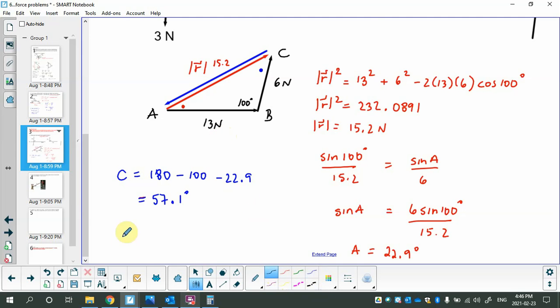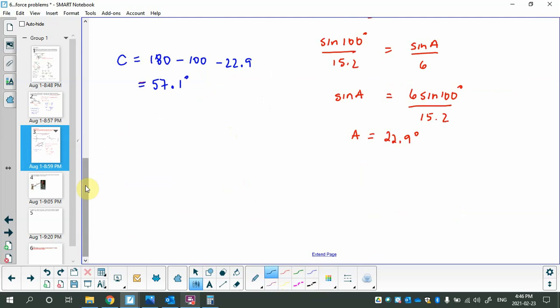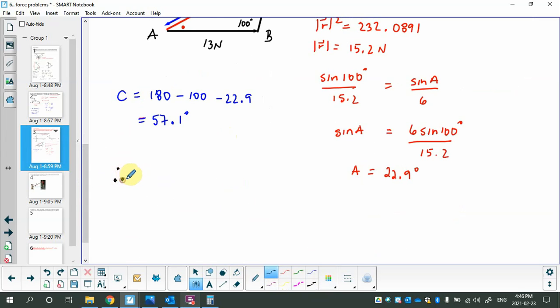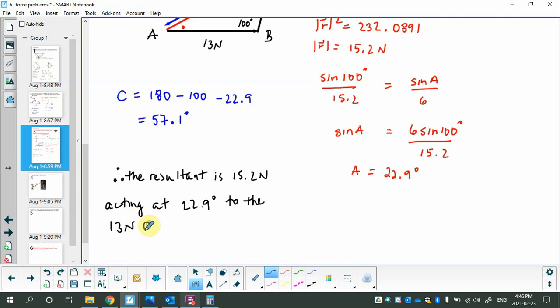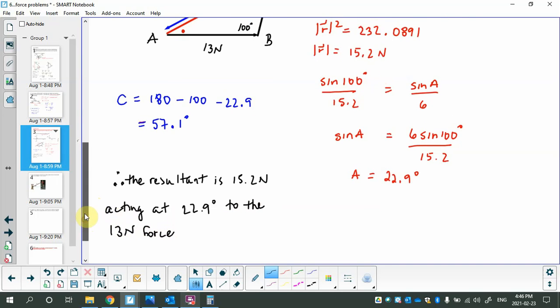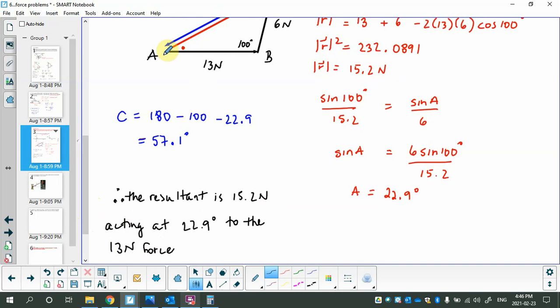All right, now for the therefore statements. So remember, this is the end of this note. So the therefore, the resultant is 15.2 newtons acting at 22.9 degrees to the 13 Newton force. So because of the way I drew the picture, sort of like the last one, the resultant is compared to the 13 Newton force because that's the one we started with.